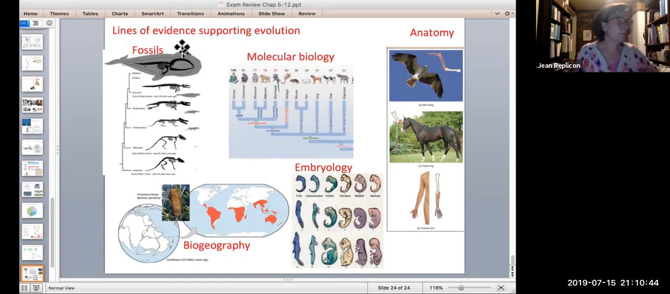So evolution is not controversial among scientists because there are many lines of evidence to support it. And one of them is the fossil line of evidence. In the fossil line of evidence, you see a slow progression in the fossil record, one organism to another, to another, to another.